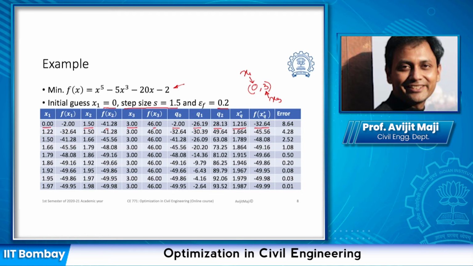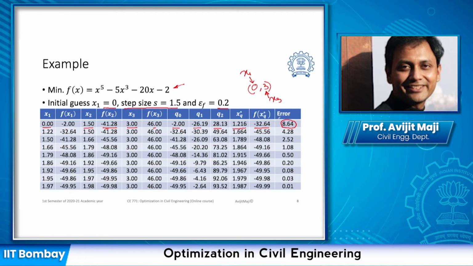and at that particular point the objective function value is going to be negative 32.64. At this point, if we try to estimate the error by looking into the minimum between x1, x2 and x3, the objective function value, we will find the minimum value is negative 41.28, and the new point is going to yield the objective function value of 32.64. The difference between these 2 points is going to be 8.64.